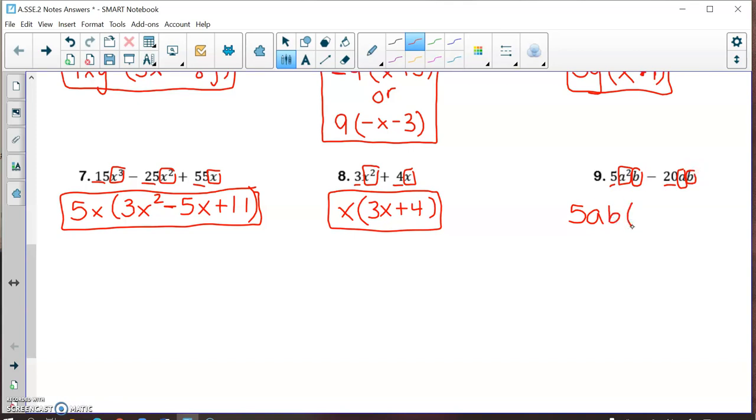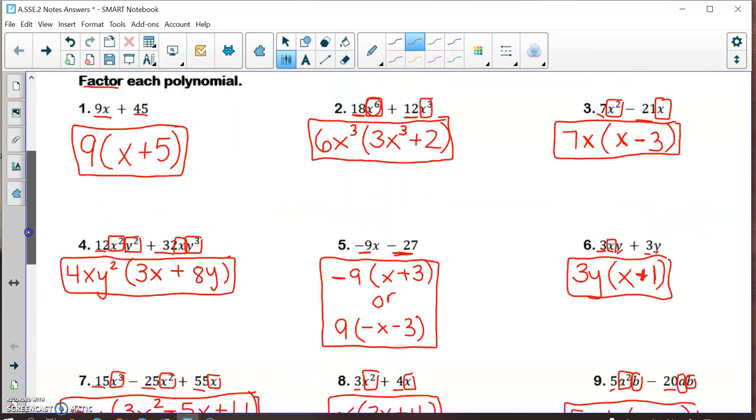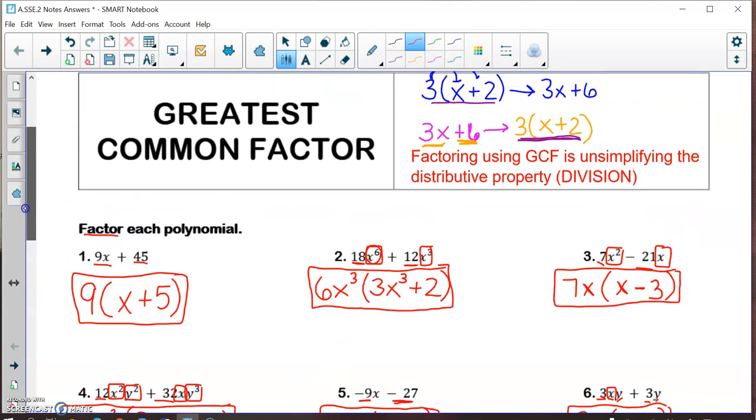5a squared b divided by a 5ab is just going to be left with an a. And then minus a 20 divided by a 5 is a 4. And I don't have any more variables left in that term because I took out the a and the b. That brings us to the end of level 1, which is factoring using the greatest common factor.